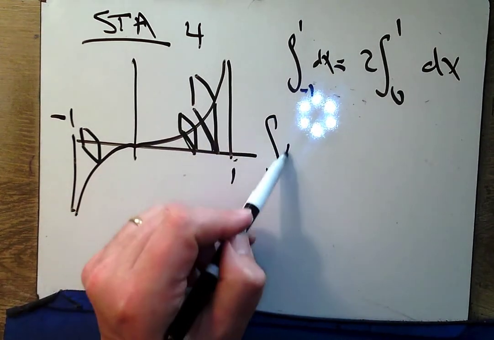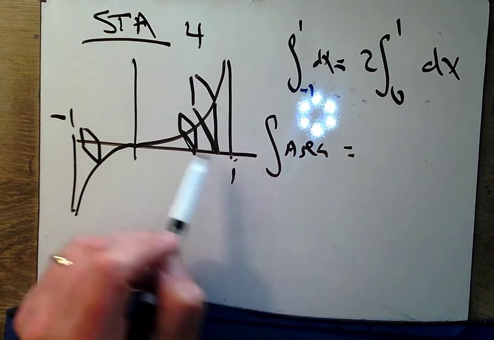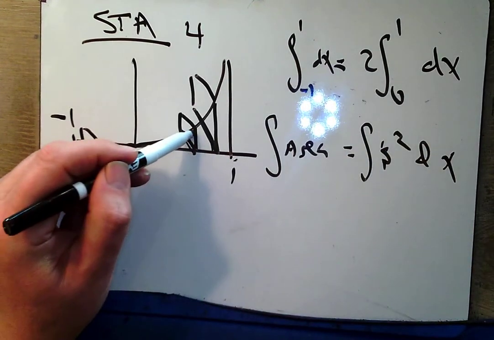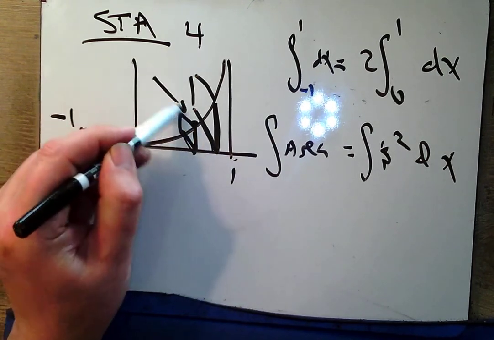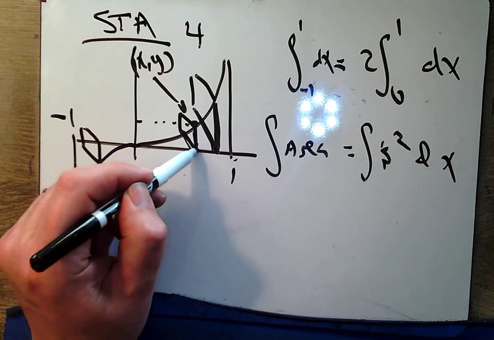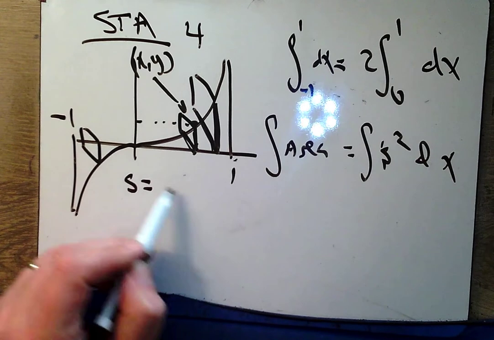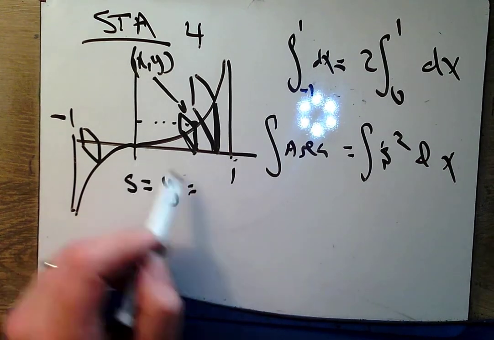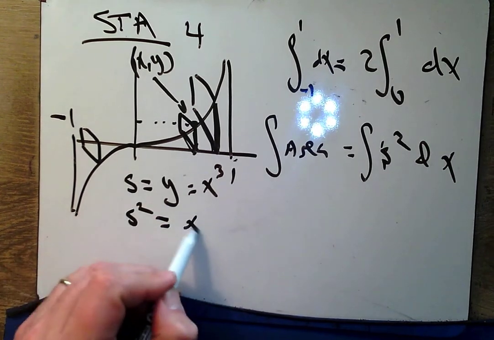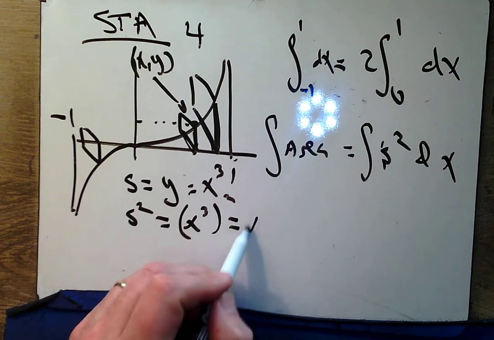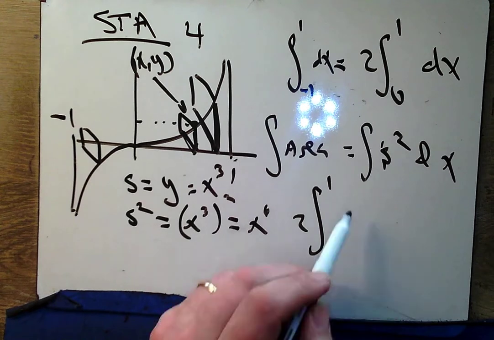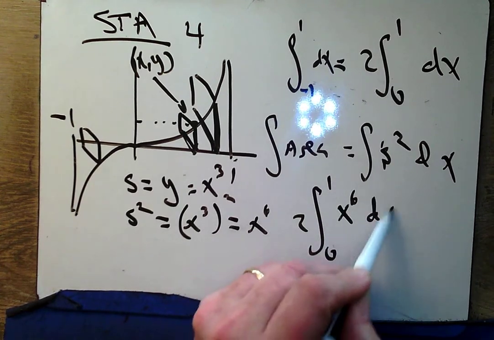And I know that I'm integrating area, and the area for our squares is side squared. Okay, what's this side length? Well, if I have an ordered pair here of x, y, this distance is x, and this distance is y. So I think my side length is my y value, and in this function, the y value is x to the 3rd. So side squared is x to the 3rd squared, or x to the 6th. So I'm going to do 2 times the integral from 0 to 1 of x to the 6th dx.